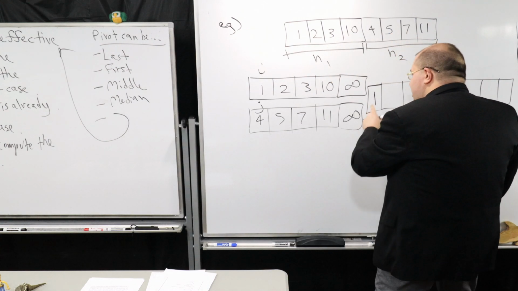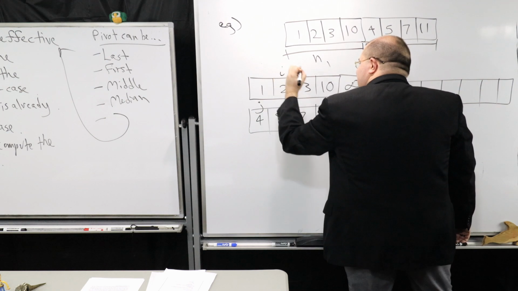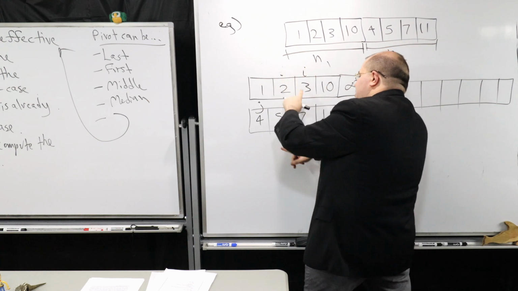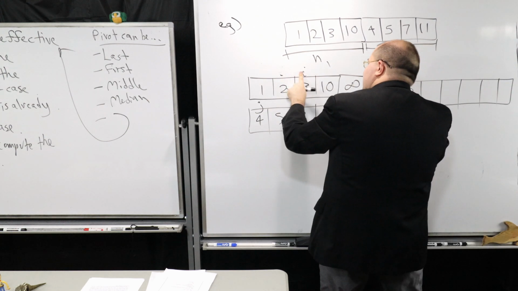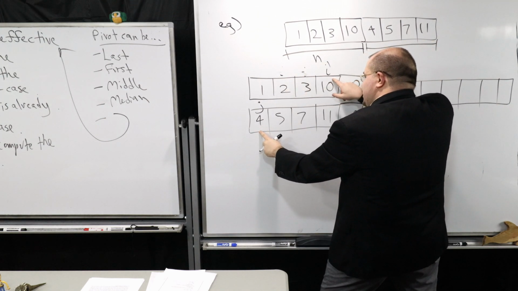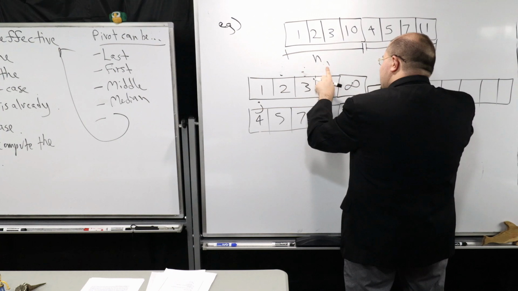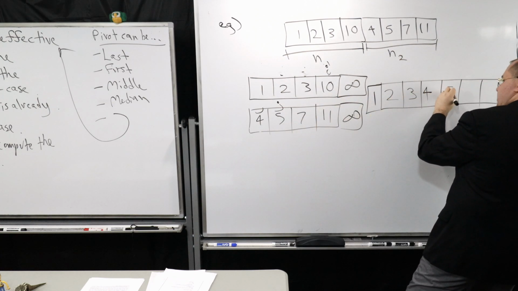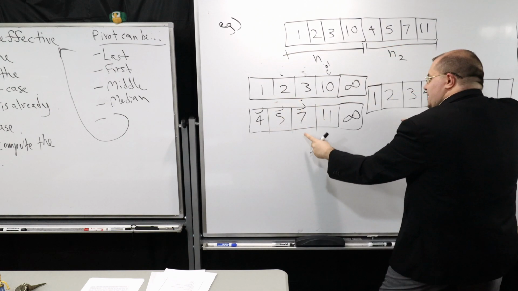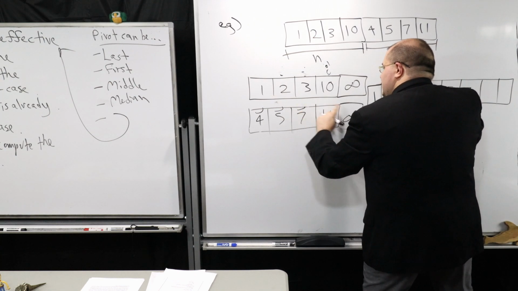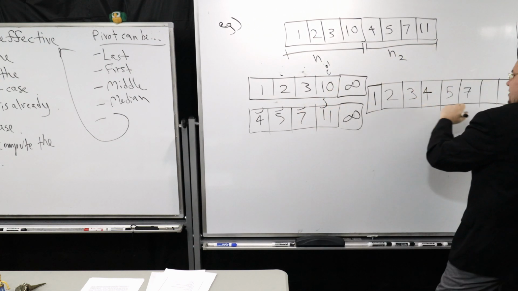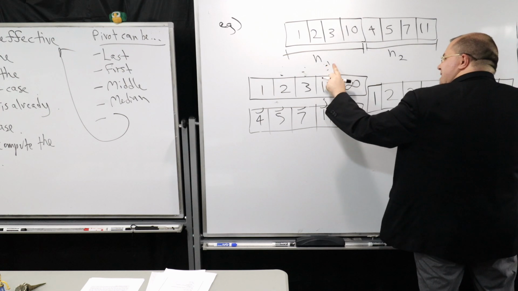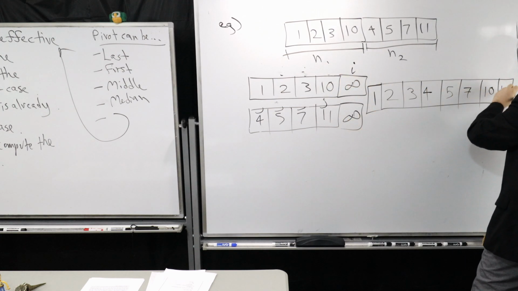So 1 versus 4, 1 goes here. 2 versus 4, I put 2 here. 3 versus 4, I can put 3 here. Okay, 4 versus 10, I put 4 right here. Oh wait, I don't need to change that one. I need to change this one. 5 versus 10, 5 goes right here. 7 versus 10, 7 goes right here. 10 versus 11, 10 goes right here because 10 is smaller than 11. And 11 versus infinity, 11 is smaller.